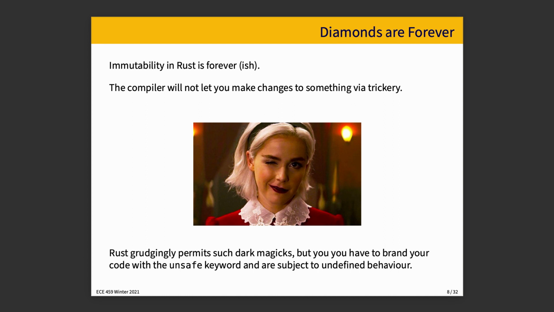However, Rust grudgingly permits dark magic. You have to brand your code with the unsafe keyword, and you have to accept the risk that there will be unsafe, undefined behavior risks. The unsafe behavior defeats at least some of the point of Rust. You'll see when we actually talk about unsafe when you need it, what it's for, and why it's important. But broadly speaking, this superpower, if you will, or this dangerous, dark, evil thing is not something you want to use if you can help it. Sometimes you have no choice.